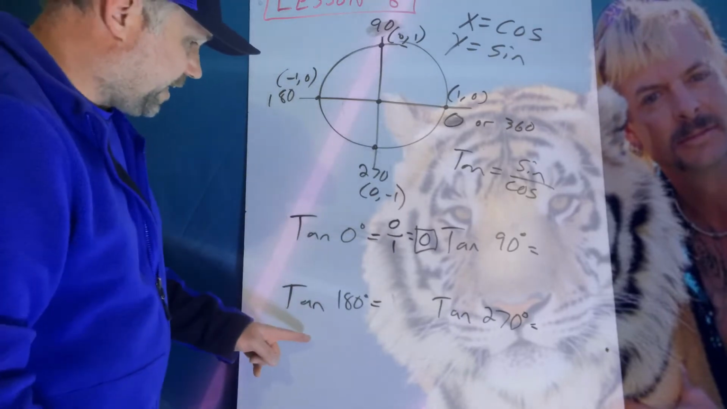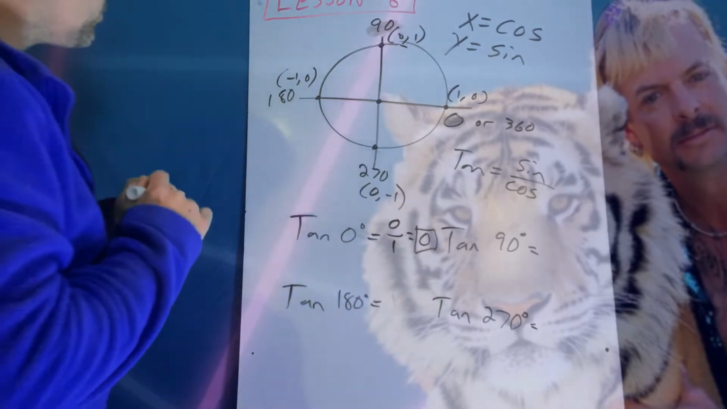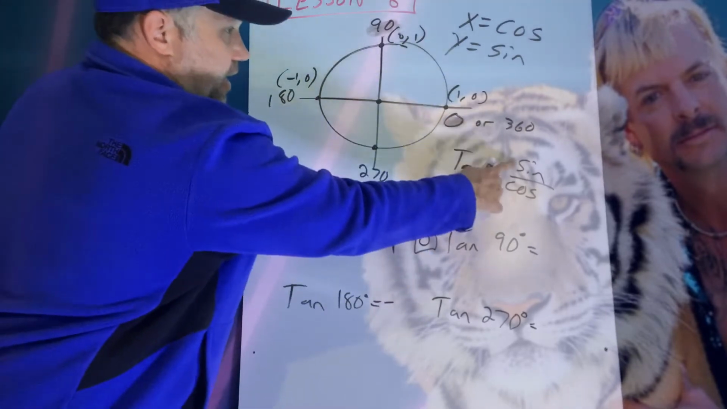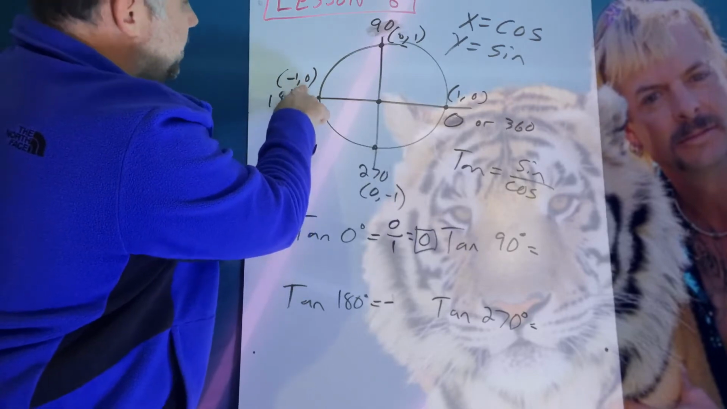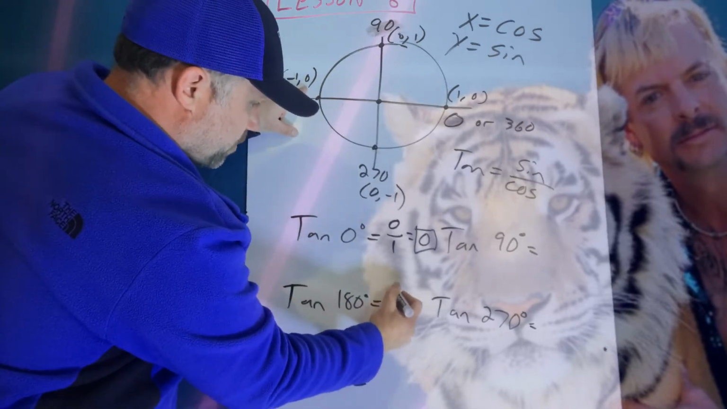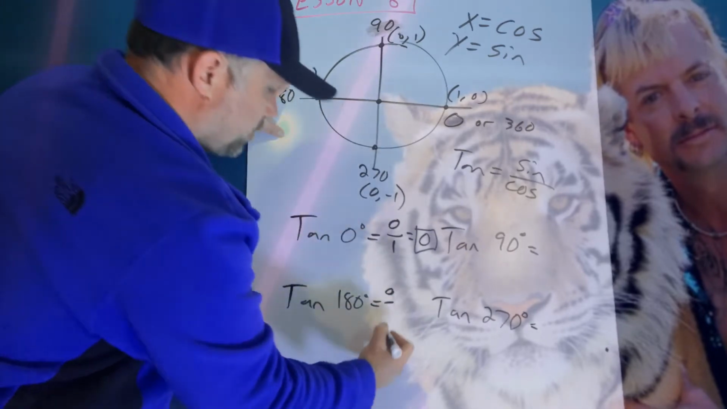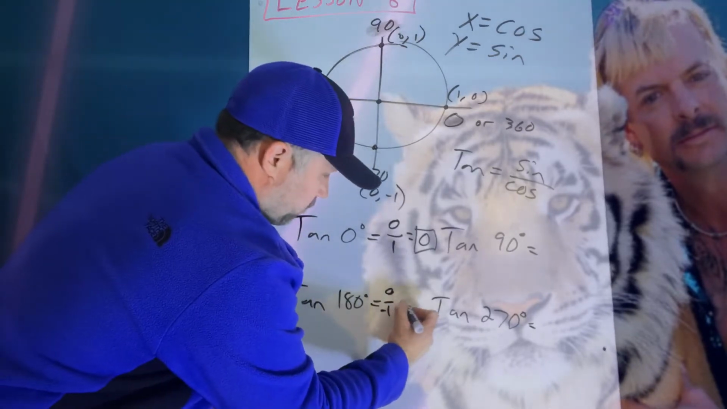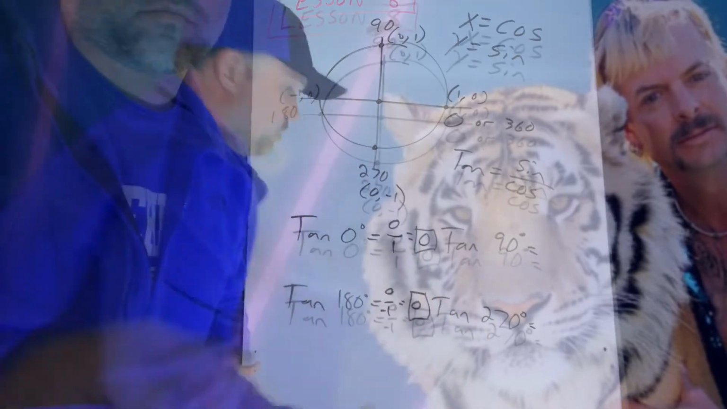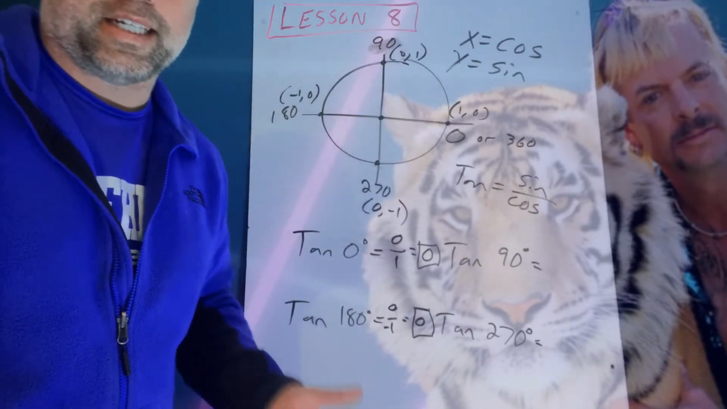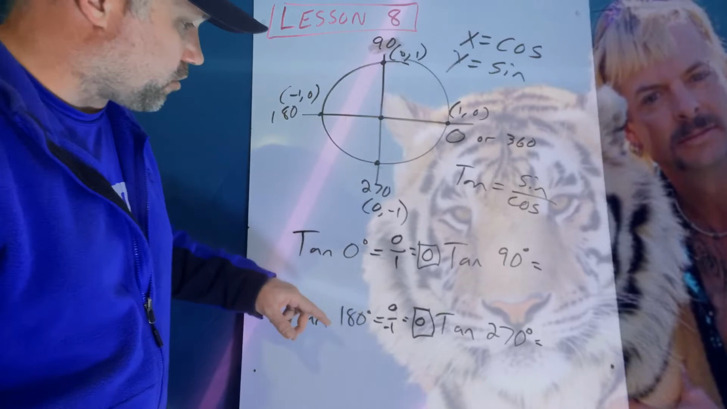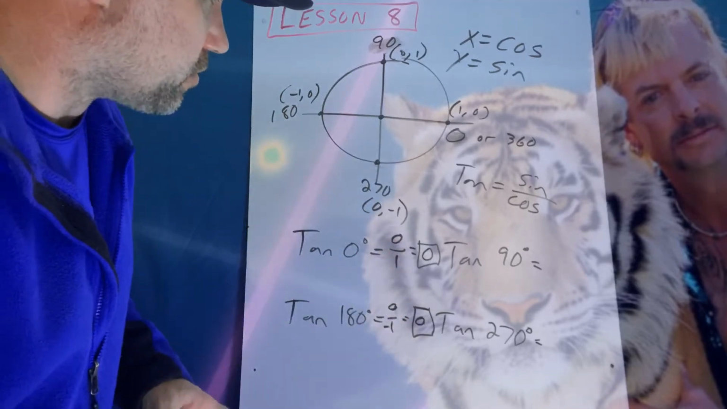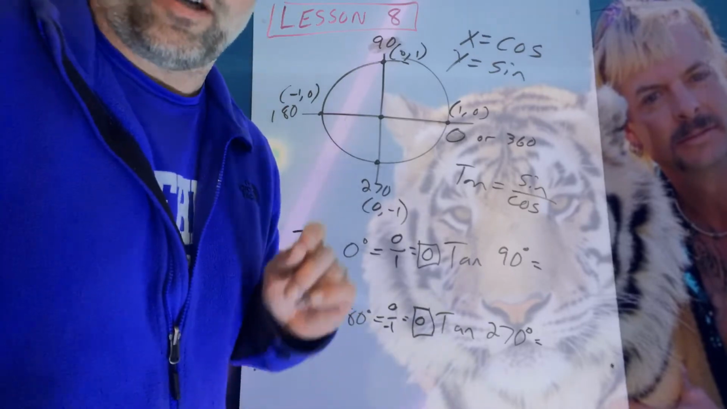I'm going to do 180 next. I'm going to do these two last because they've got a little trick to them. So the tangent of 180, once again, tangent is sine over cosine. So if I take the sine of 180, which is 0, put it over the cosine of 180, which is negative 1, 0 divided by negative 1 is also 0. So the tangent of 180 is 0 along with the tangent of 0, both because 0 divided by anything is 0. So now let's watch what happens when I try to do the tangent of 90 and 270.